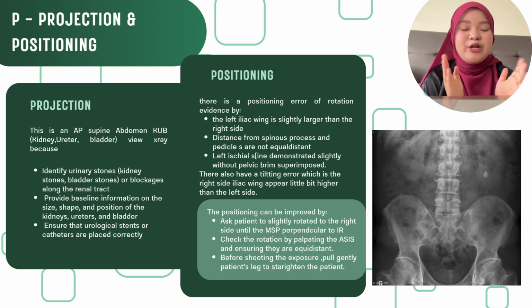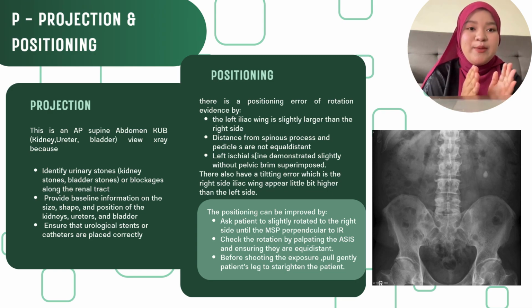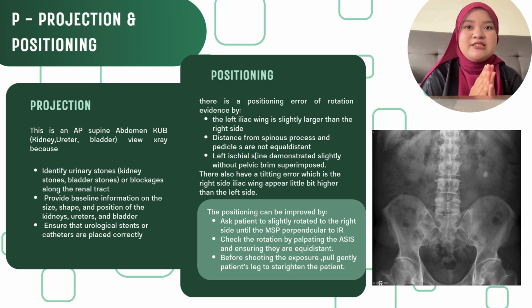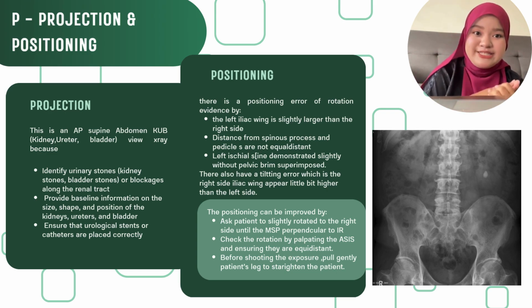First, P is for projection. This is an AP supine abdomen KUB, which we know as a kidney ureter bladder view X-ray. It is used to identify urinary stones, which are kidney stones, bladder stones, or any blockage along the renal tract. It also provides baseline information about the shape, size, and position of the anatomy. And it is also to ensure urological stents, for example JJ stent, and the catheter are placed correctly.